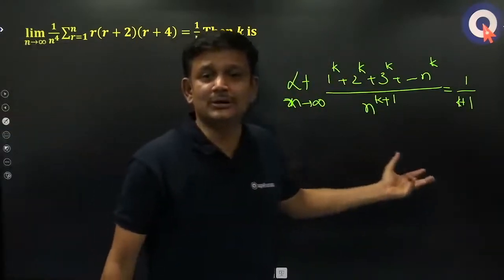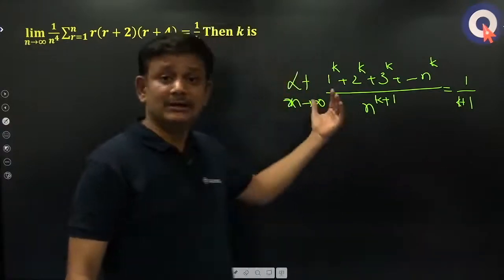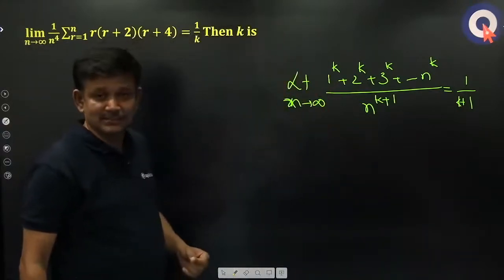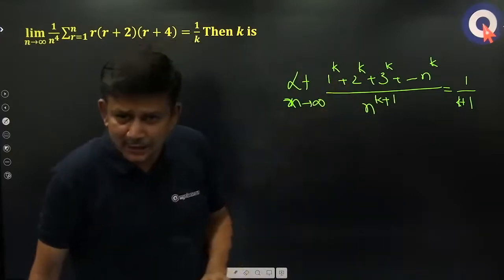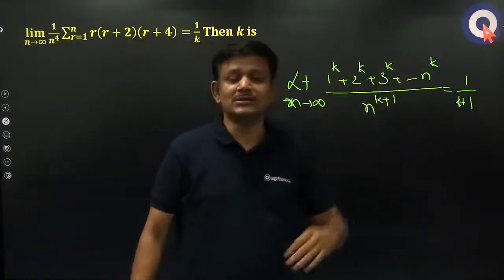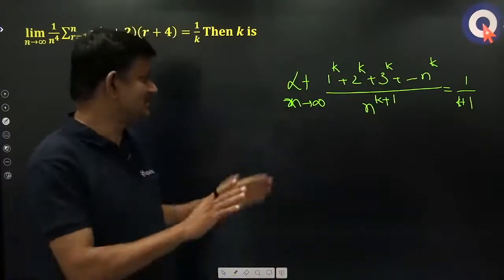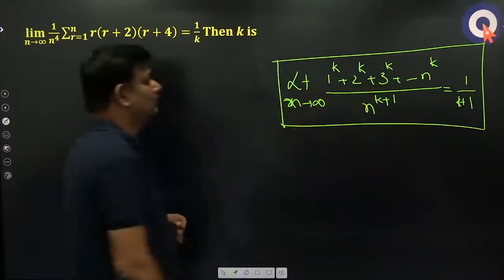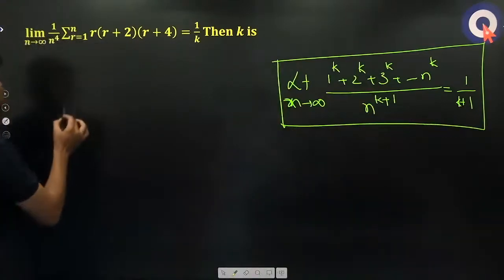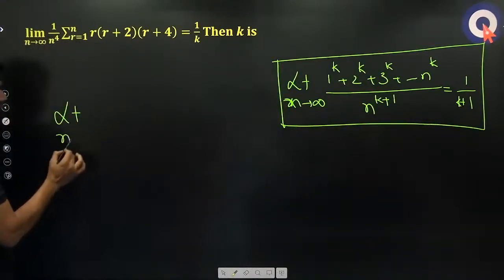You can prove it with your algebra and also with your definite integral as a summation of 1 by n. You can take common integral x power k, you will get, whose answer will be 1 by k plus 1. So this is a very standard result which you have to remember. Now this question is based on that.